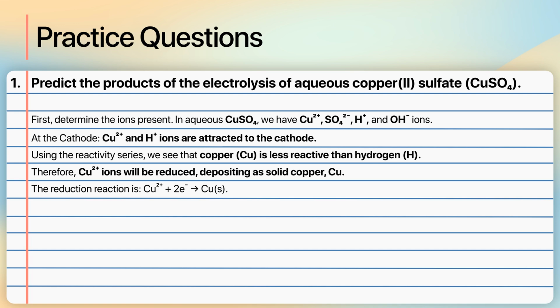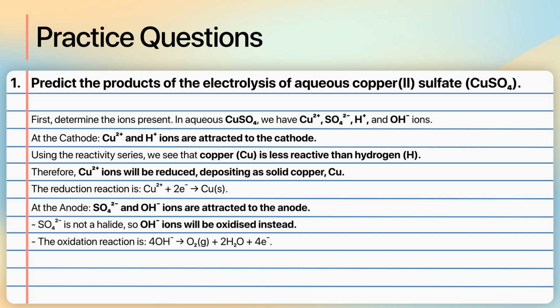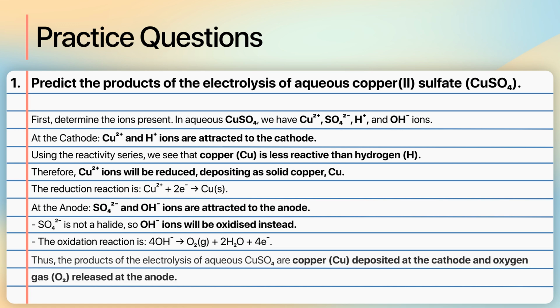The reduction reaction is Cu2+ + 2e- becomes Cu, solid. At the anode, sulfate and hydroxide ions are attracted to the anode. Sulfate is not a halide, so hydroxide ions will be oxidized instead. The oxidation reaction is 4OH- becomes gaseous O2 + 2H2O + 4e-. Thus, the products of the electrolysis of aqueous copper sulfate are copper deposited at the cathode and oxygen gas released at the anode.